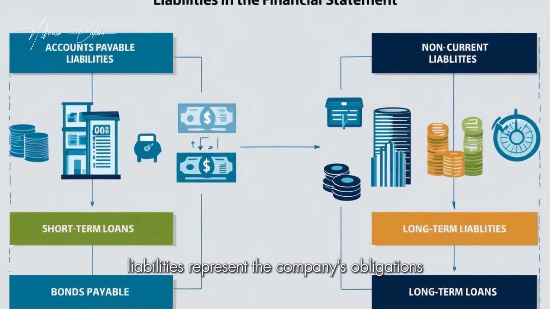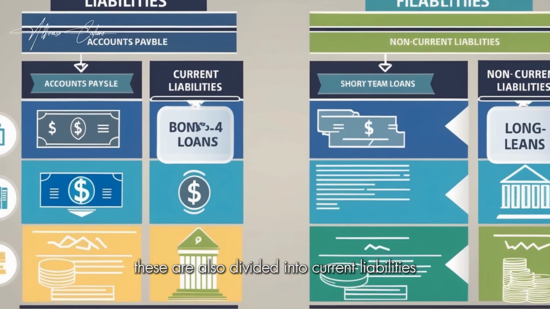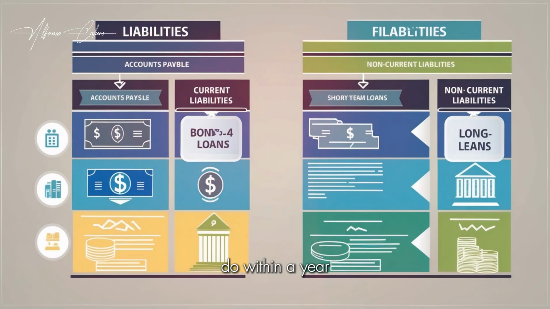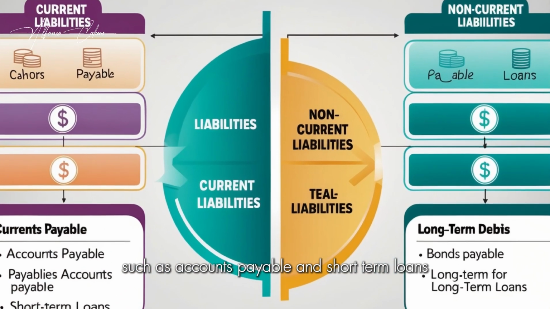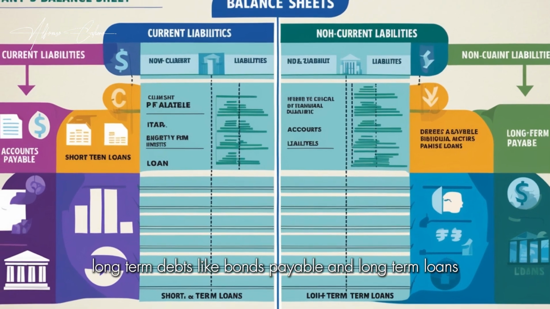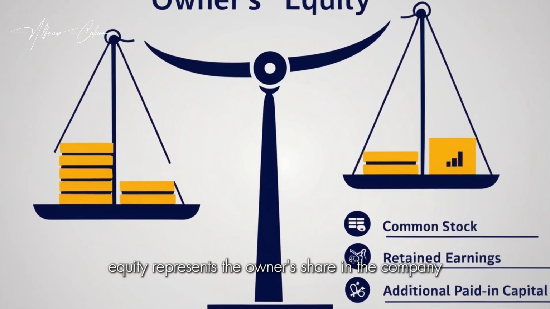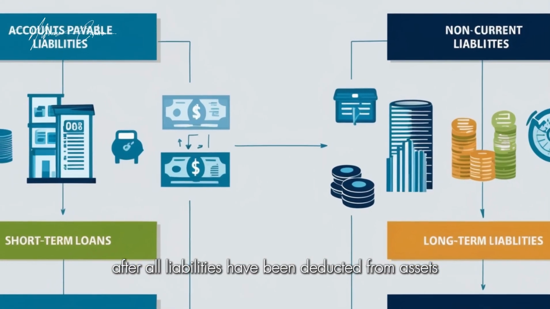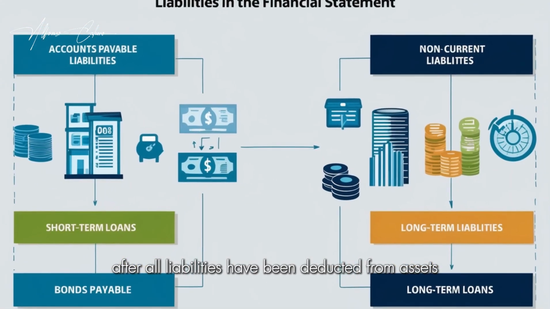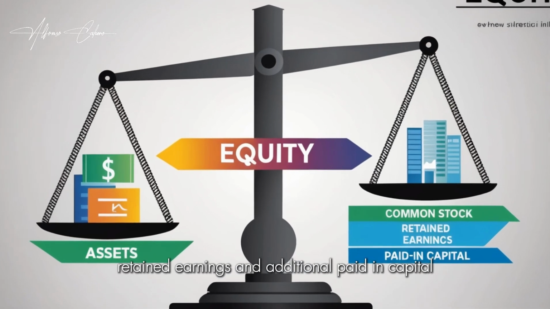Liabilities represent the company's obligations or debts. These are also divided into current liabilities, due within a year, such as accounts payable and short-term loans, and non-current liabilities, long-term debts like bonds payable and long-term loans. Equity represents the owner's share in the company after all liabilities have been deducted from assets. It includes common stock, retained earnings, and additional paid-in capital.